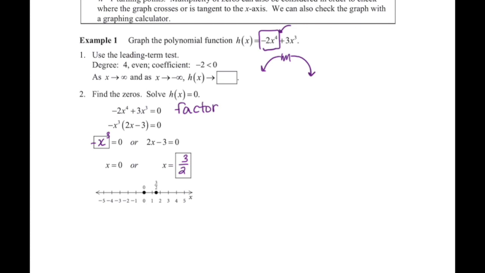So right now I'm going to plot those 2 points because those are my x-intercepts. And I know that on the far left my graph is going down, and on the far right my graph is going down. We've now divided our graph into 3 sections. What happens from negative infinity to 0, from 0 to 3 halves, and then from 3 halves to infinity? Are our values positive? Are our values negative? Are we above, below, or on the x-axis? Let's go to the next page and determine.